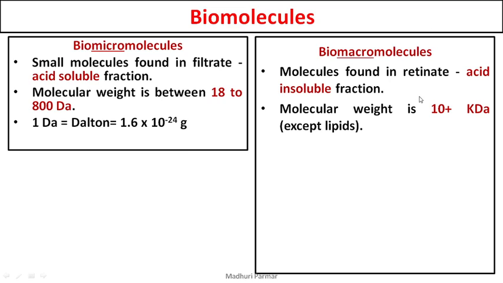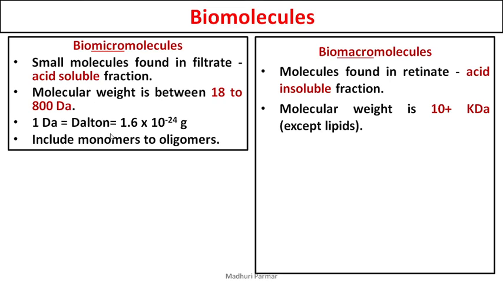Now when we talk about biomacromolecules, they are the larger molecules found in the retentate. The retentate is the acid insoluble fraction, whatever was remaining in the cloth. Its molecular weight is above 10 kilodalton. Kilo means 1000, so more than 10,000 Dalton. The exceptions are lipids. Lipids normally have lower molecular weight compared to the other biomacromolecules.